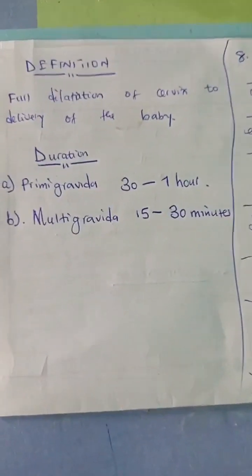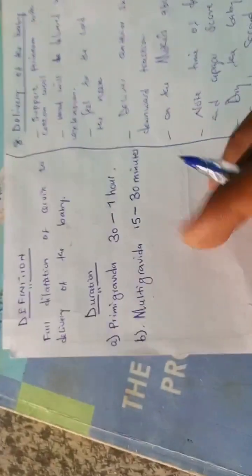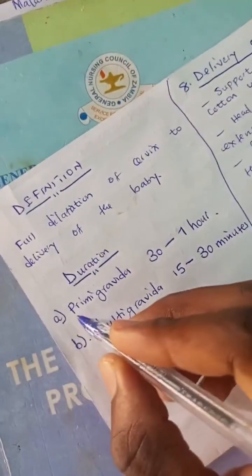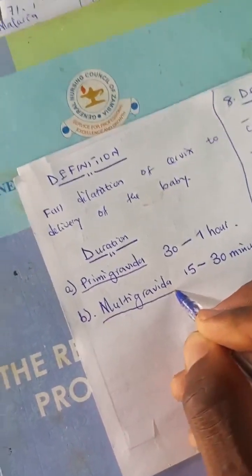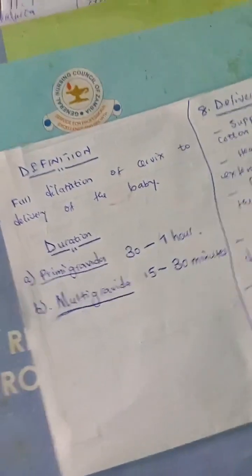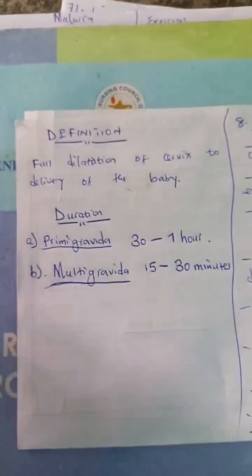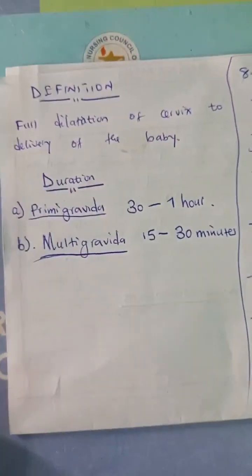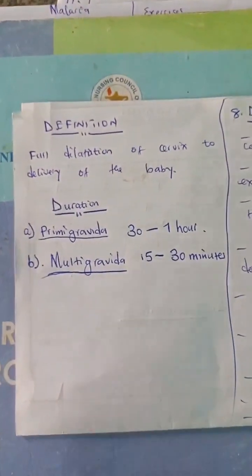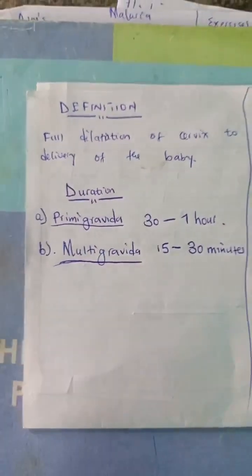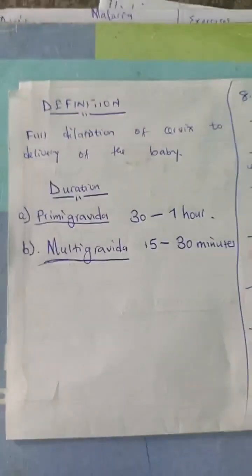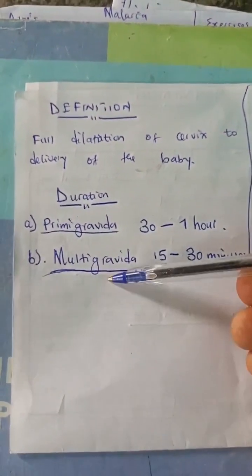I want to introduce to you these two terms. The first term is primigravida and the other one is multigravida or multiparous. A primigravida is a woman who has never delivered a child. A multigravida is a woman who has already delivered a child before. So the duration of second stage of labor differs in these two categories of women.